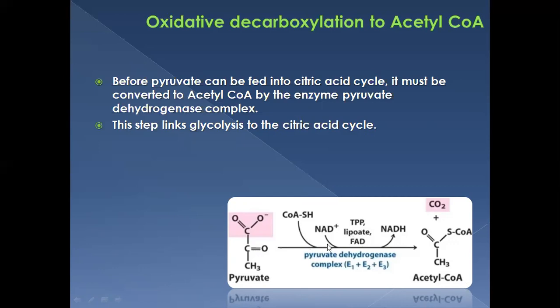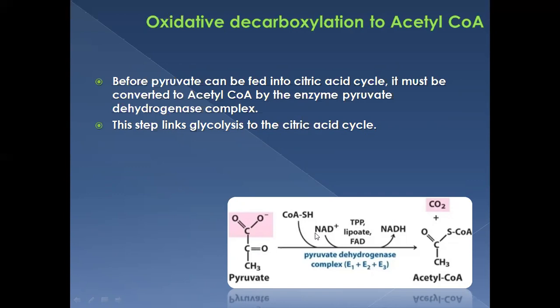As well as this, the decarboxylation process is also accompanied by 5 different coenzymes. Here you can see coenzyme A and your NAD plus, that is nicotinamide adenine dinucleotide in its oxidized form. Then you have your TPP, that is thiamine pyrophosphate. Then you have FAD, that is your flavin adenine dinucleotide, and your lipoic acid, also referred to as lipo-A.